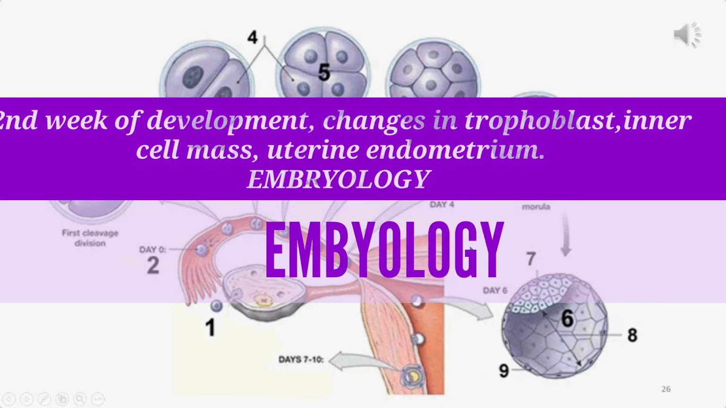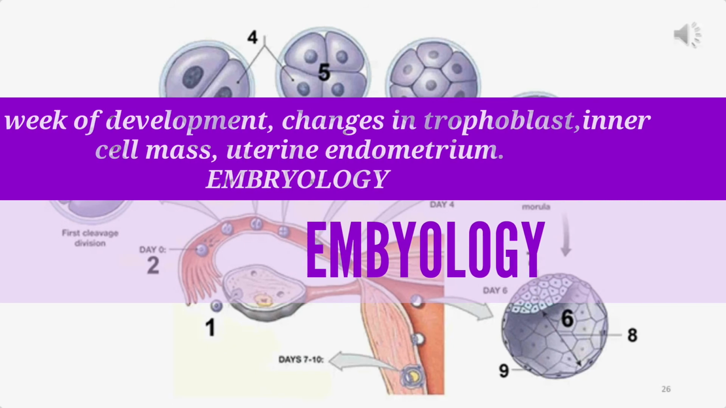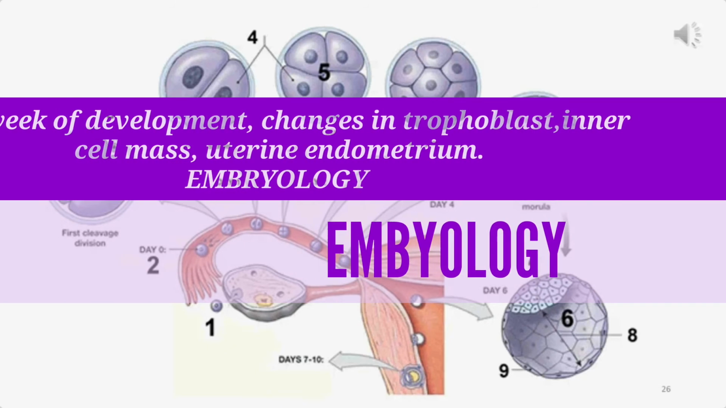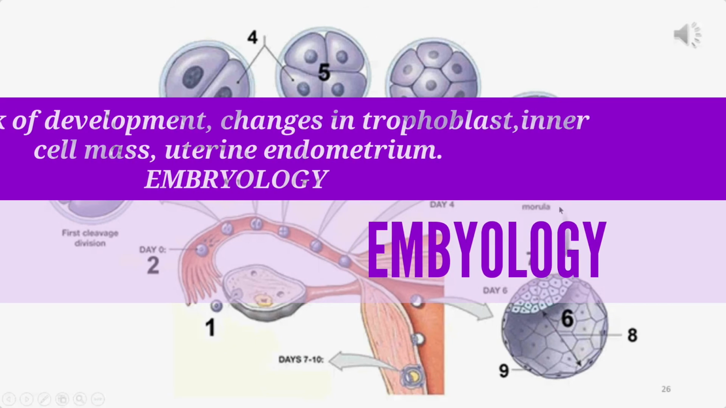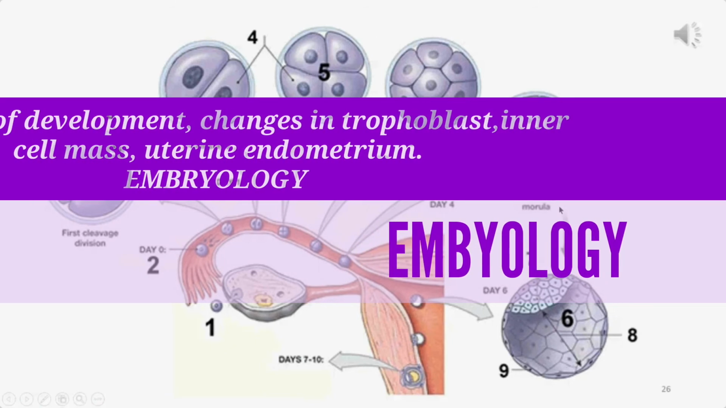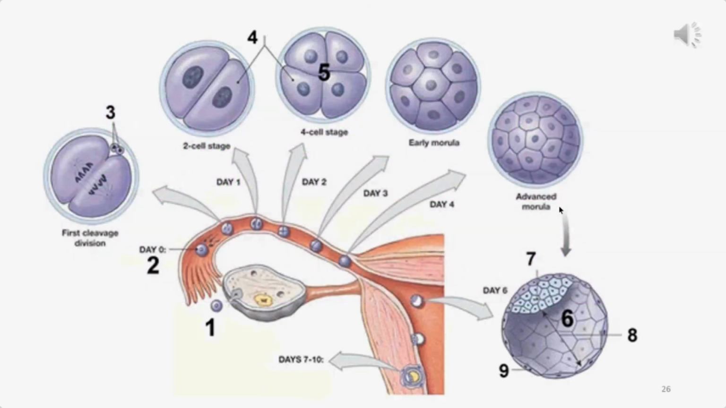So the ovum is the largest cell of the body. By repeated division, it assumes the normal cell size of the body. So up to the morula, 16 cell stage, 32 cell stage and 64 cell stage, it is covered by the zona pellucida.